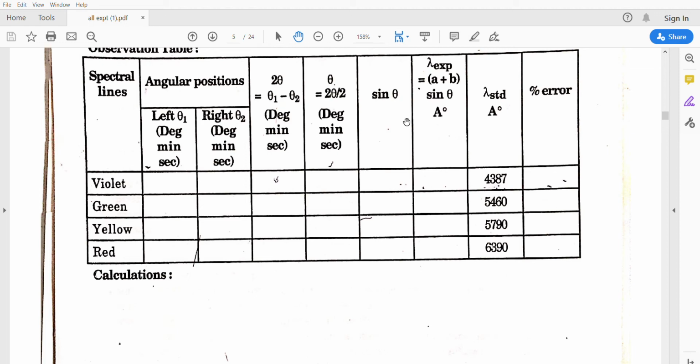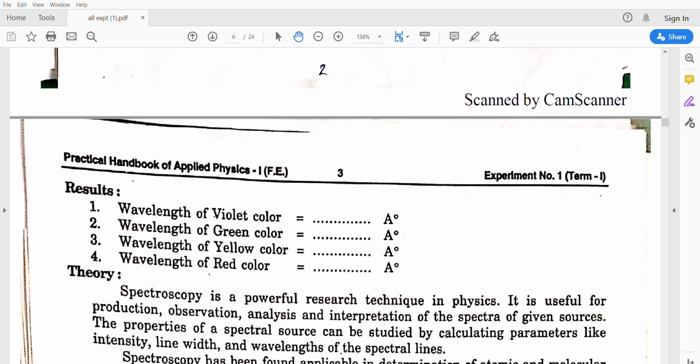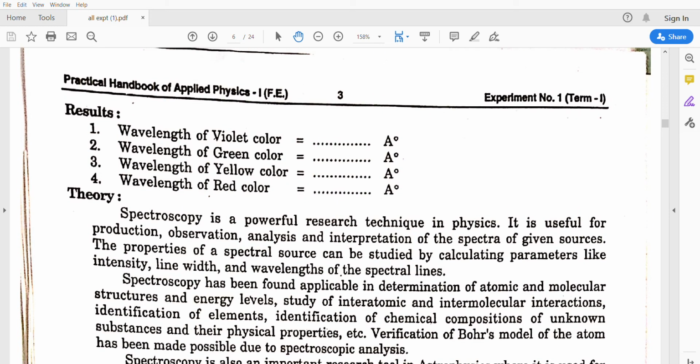If we calculate sine theta, we can easily calculate the lambda value from the condition of minimum position in the diffraction. That is, lambda experimental is equal to (a + b) sin theta. From that you can compare with the standard values of wavelength and calculate the percentage error. The wavelength of violet color is, so this is the experimental value we are getting here.